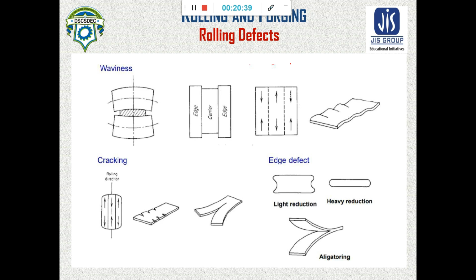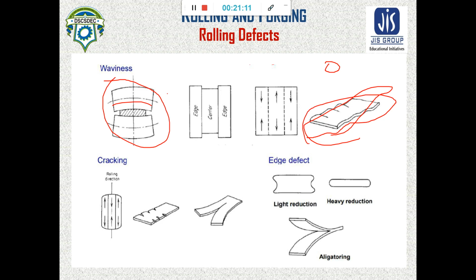The direct rolling defects are first, wavy edges. These wavy edges can be seen due to what? Due to roll bending. That means while working, if the rolls bend like this, due to this roll bending, the wavy edge defect can be seen.